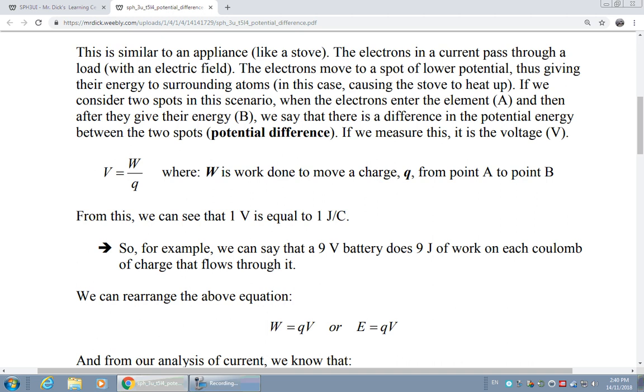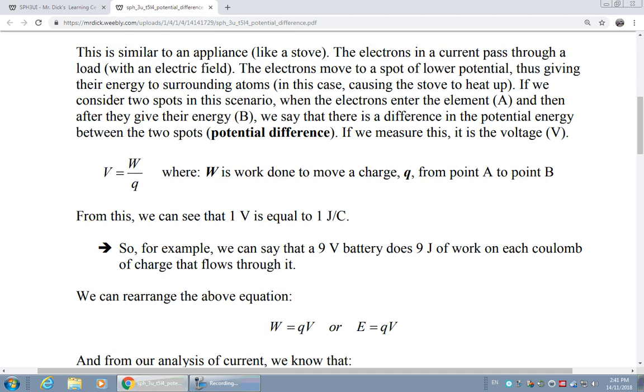So if we looked at two spots along this circuit, and first looked, for example, at when the electrons are entering that heating element, and we'll call that point A, and then we look again at what the electrons are doing at a point just after they exit that load or that heating element. We'll call that point B. There's going to be some difference in the potential energy between those two spots. And if we measure this, we call it the voltage, and measure it in volts with a V.